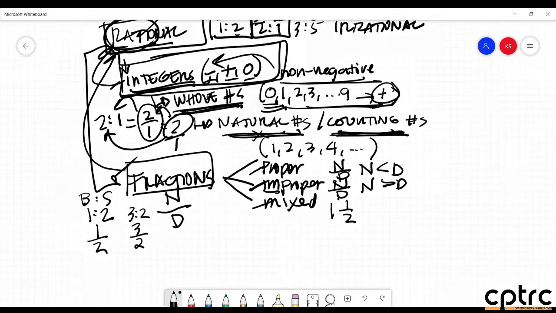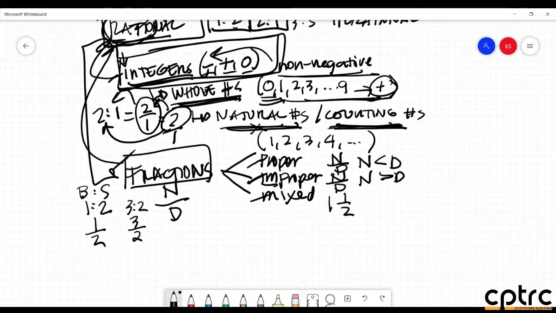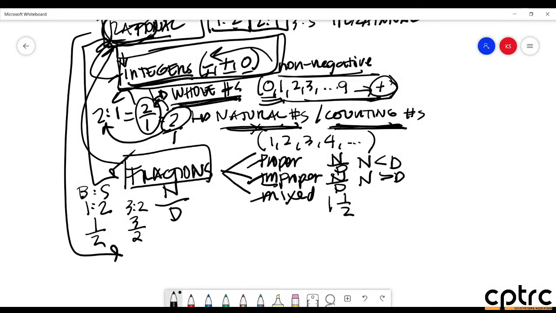Hindi pa tapos dyan. Meron pa tayong pangatlo. So pangatlong part naman sa rational numbers, andyan si decimals. Kapag sabing decimals, we could have 1.5, 1.75, 1.333, so on and so forth.